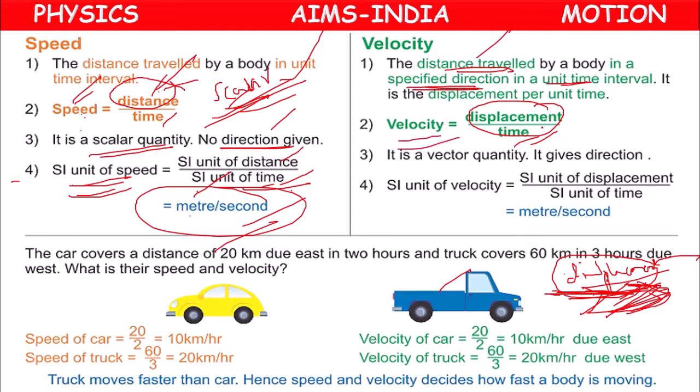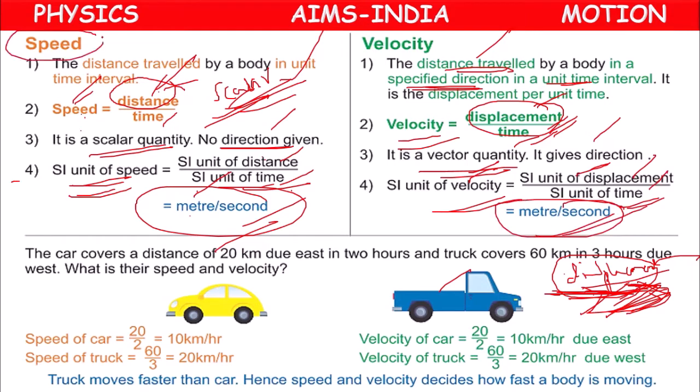So velocity equals displacement by time. It's a vector quantity. It gives direction. The SI unit of velocity is SI unit of displacement by SI unit of time. Its unit is also meter per second. So speed means distance traveled in unit time interval. Velocity means distance traveled in a specified direction in unit time interval, or we can call it displacement traveled in unit time. In any way we can call.